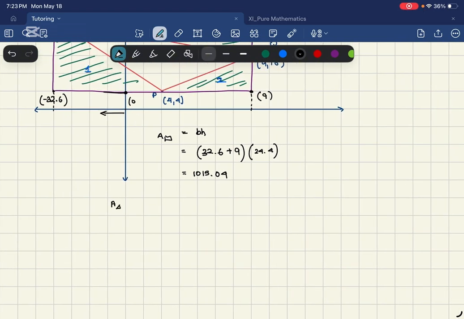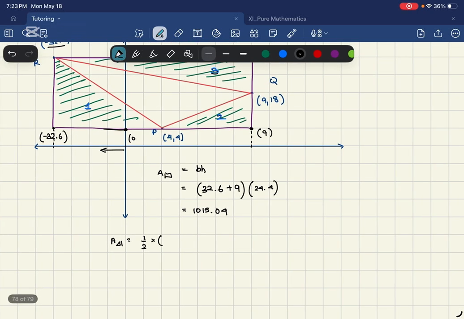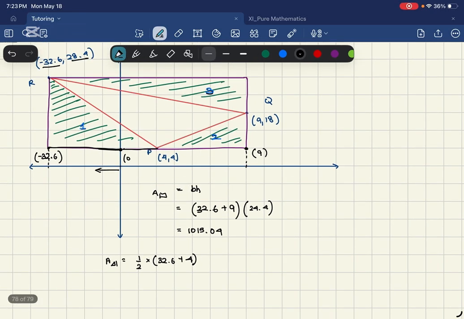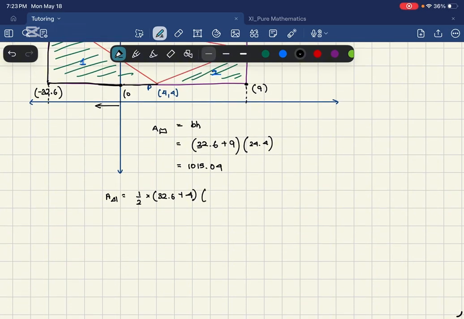Now find the area of triangle 1. That is going to be half. What is my base? My base is this length, which is 32.6, plus this length as well, 4. And what is my height? My height is just this height, and it's the same height as the rectangle that we considered, 24.4. So if you do this calculation, you are going to get 446.52.